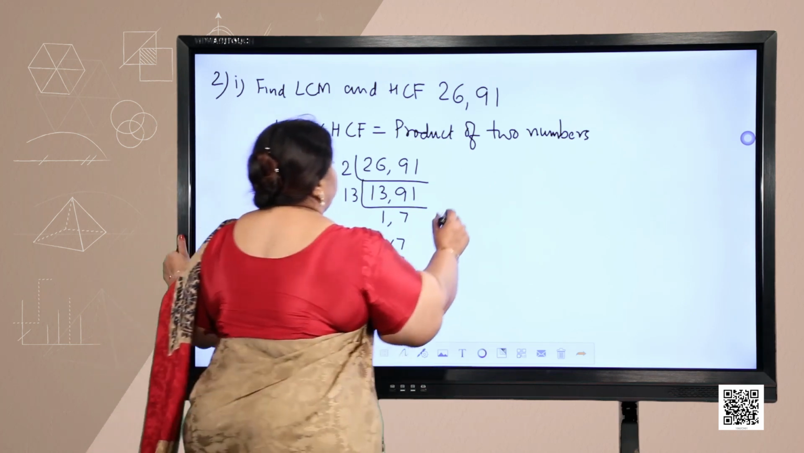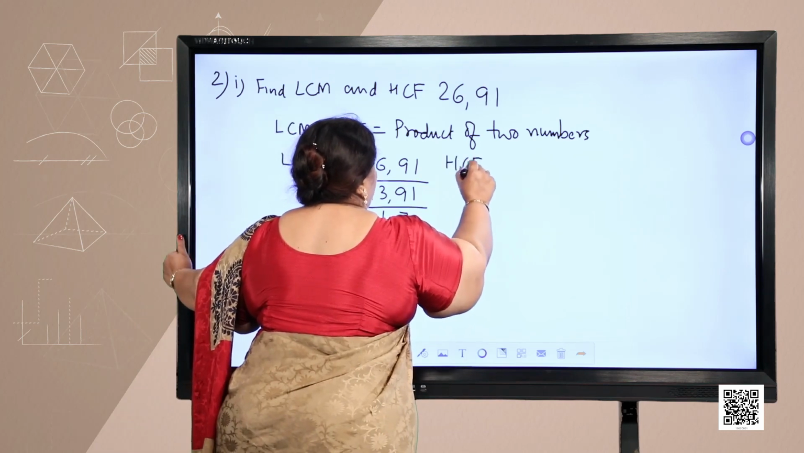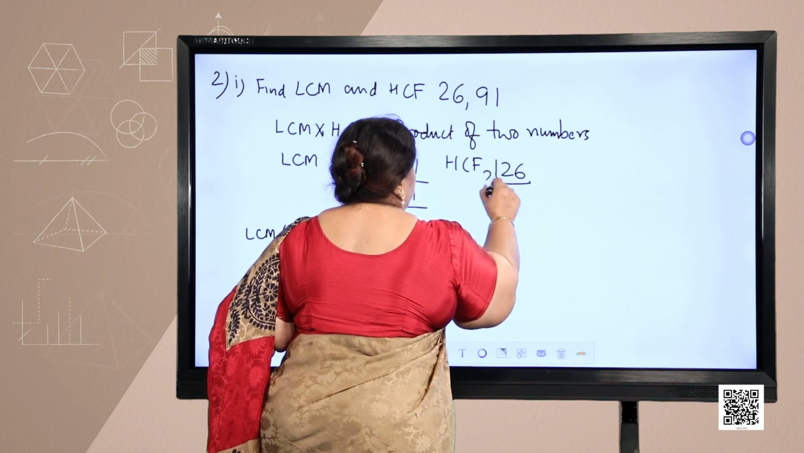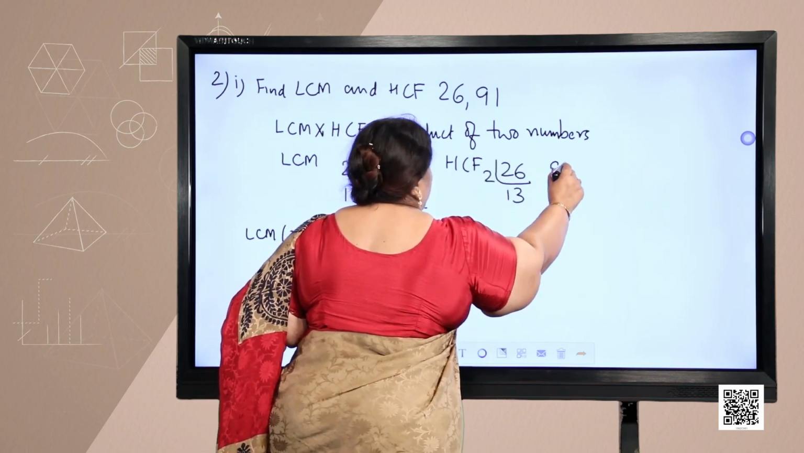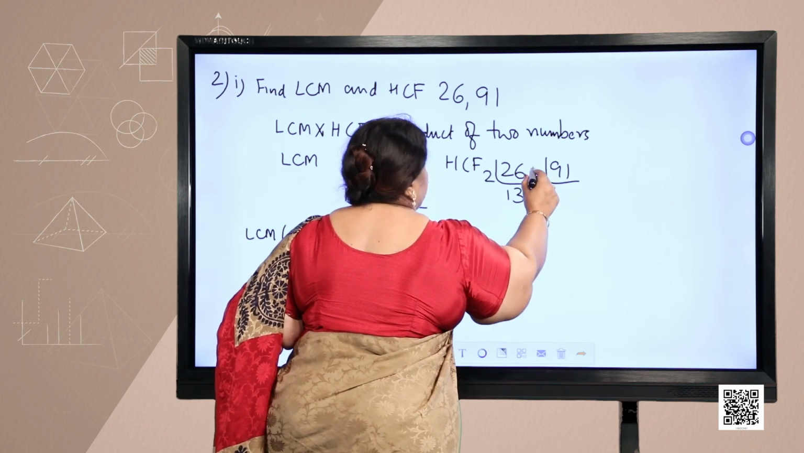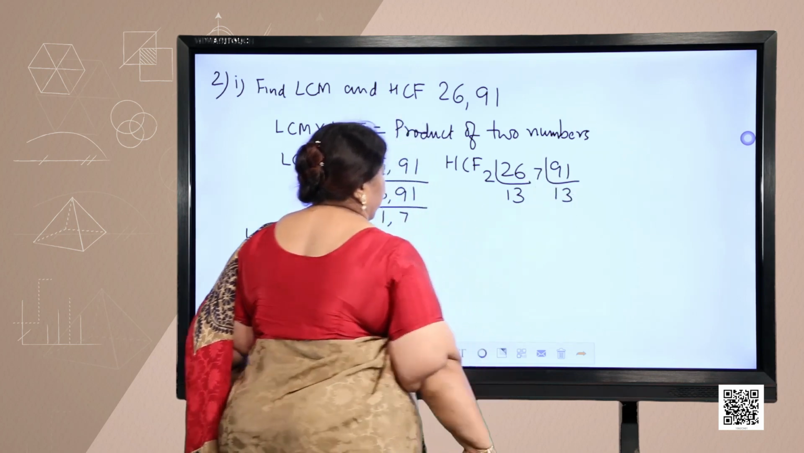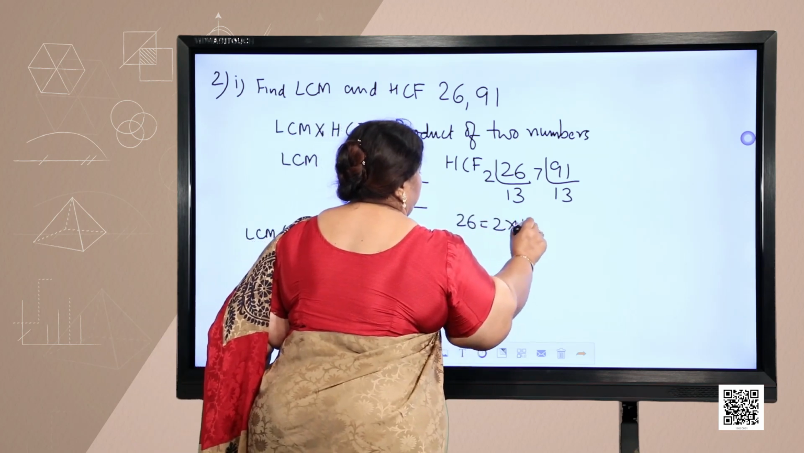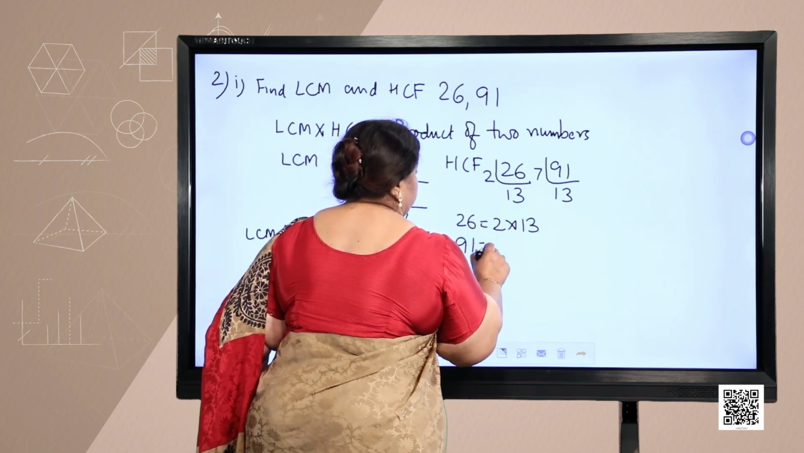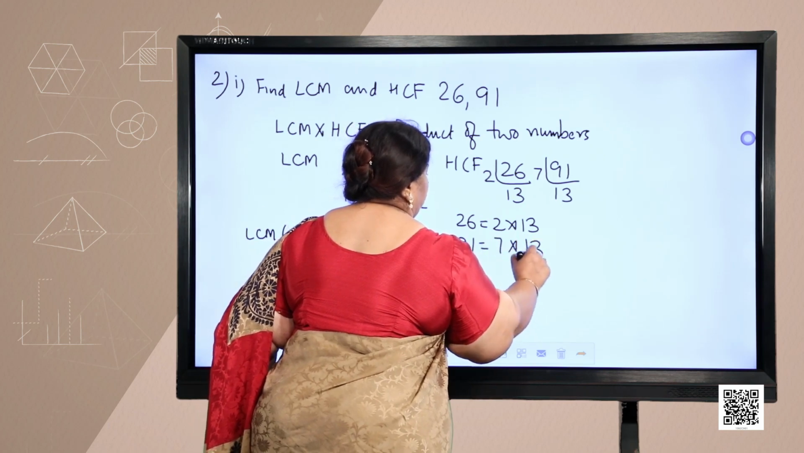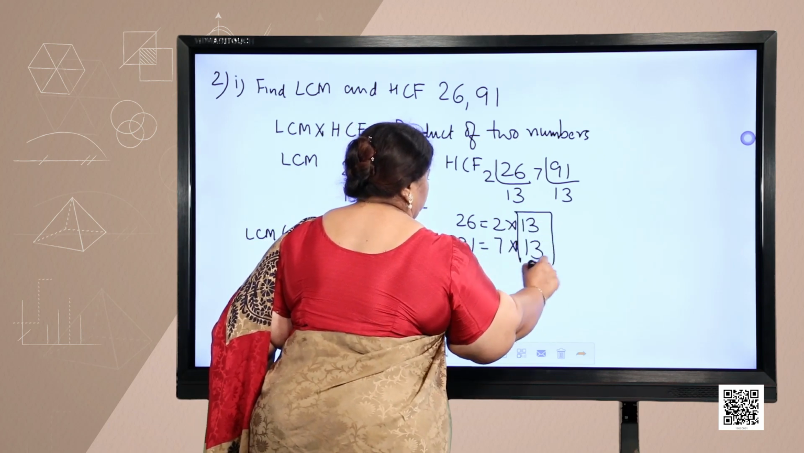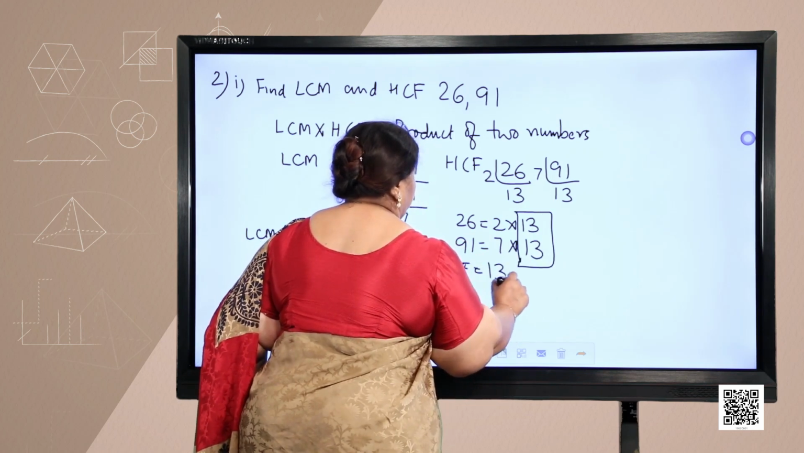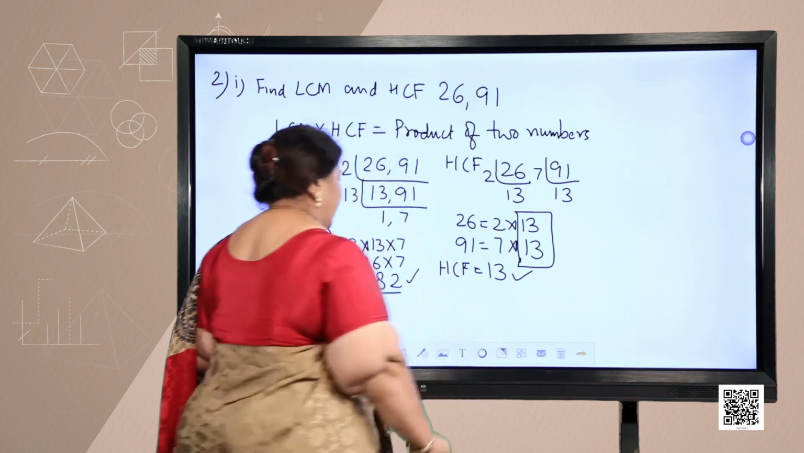182. In order to find out the HCF using prime factorization, 26 can be written as 2 into 13 and 91 can be expressed as 7 into 13. So, 2 into 13 and 91 is written as 7 into 13. What is common in these two? It is 13. So, HCF is 13. We have found out HCF and LCM.